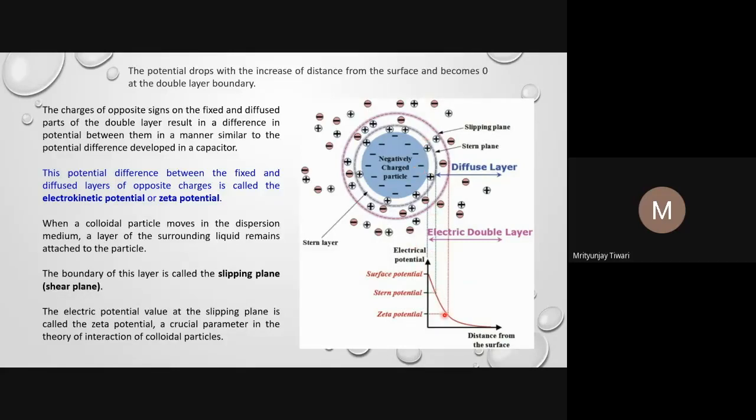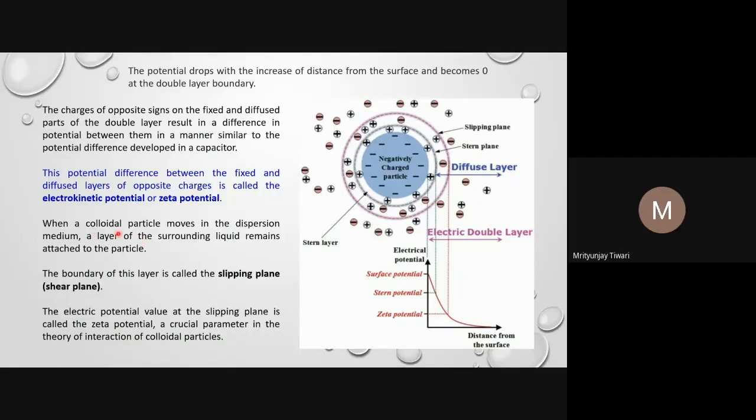And further, as we look at this potential, there is one plane that is called the slipping plane, or the shear plane, or it is also called the hydrodynamic plane of shear. And at this plane the potential is called the zeta potential. This zeta potential we see. So what is this potential difference?